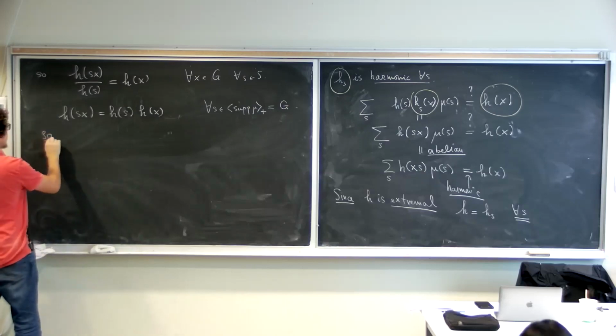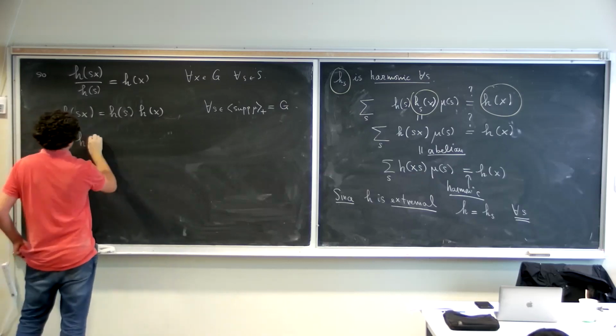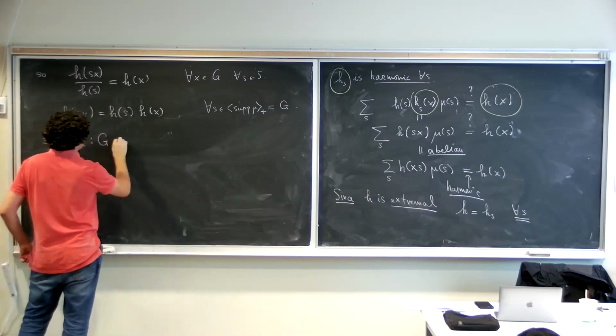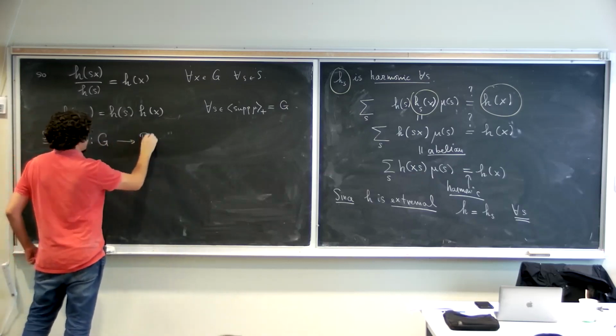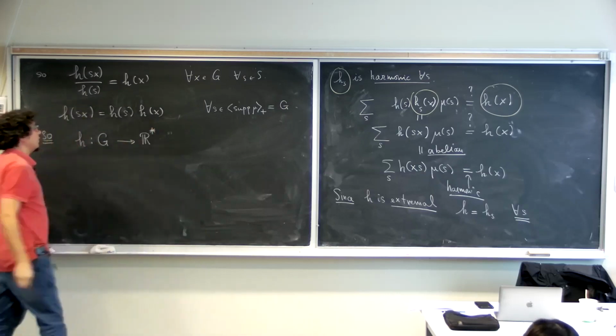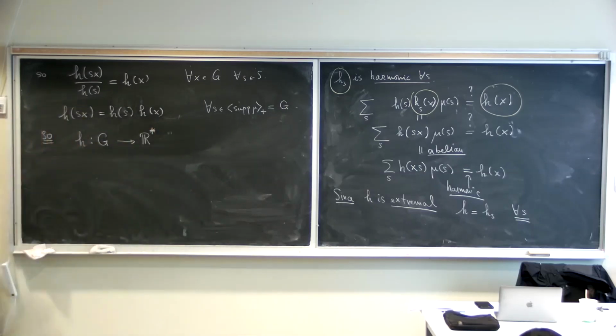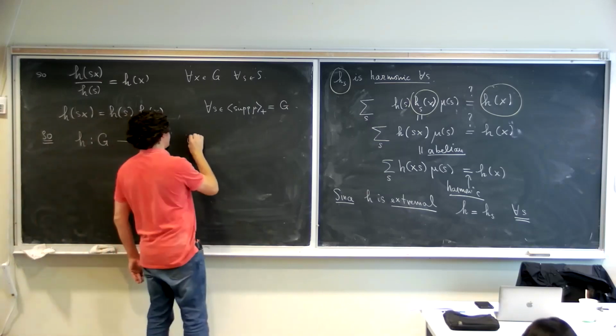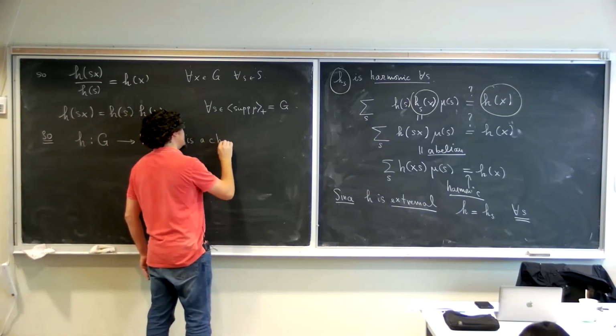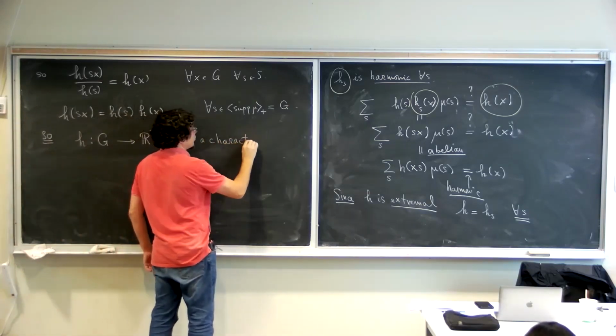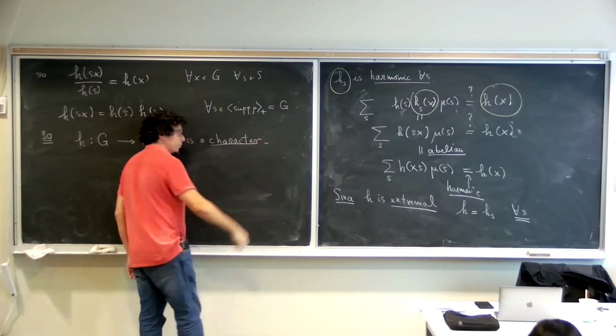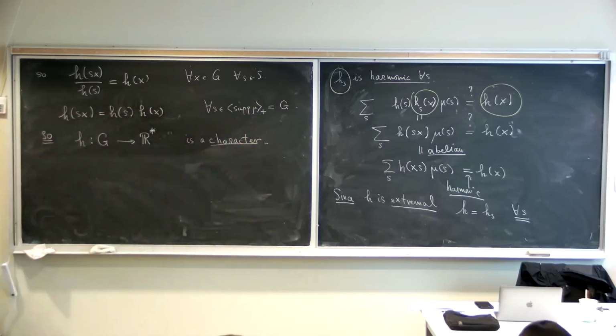So H from the group to R star, the multiplicative group over R, is a character. It's a homomorphism. And now the question is how many homomorphisms there are.